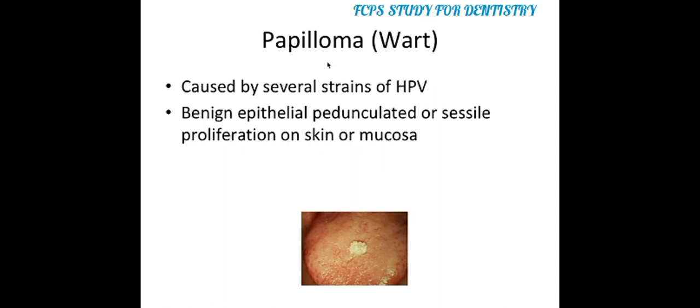Next we have papilloma, or more commonly referred to as a wart. This papilloma is on the dorsum of the tongue here, and you can see this warty, bumpy appearance. Very pathognomonic of an HPV infection. Papillomas can be caused by several different strains of HPV. I feel like there have to be hundreds of them. It's a benign epithelial proliferation on skin or mucosa, pedunculated, or sessile, which is more mound-shaped or dome-shaped.